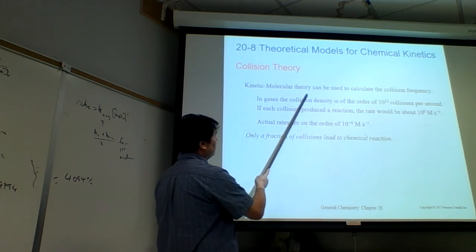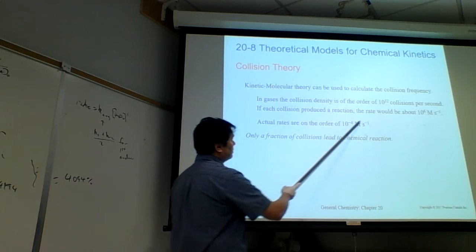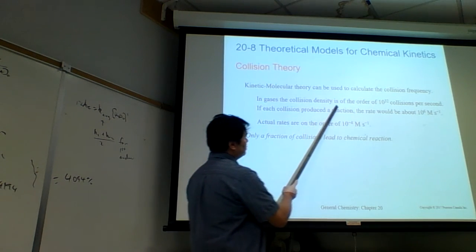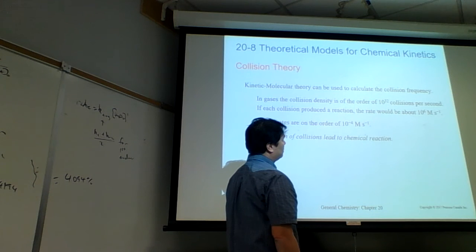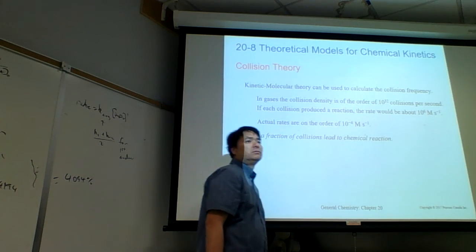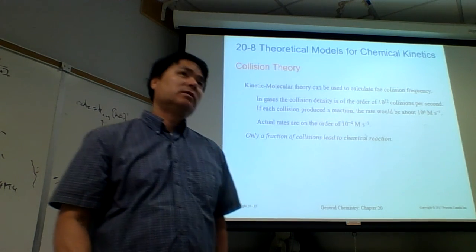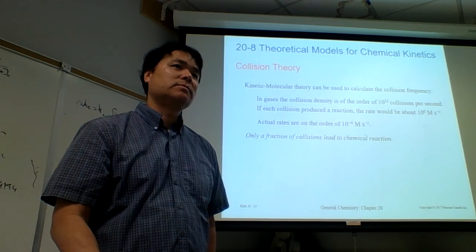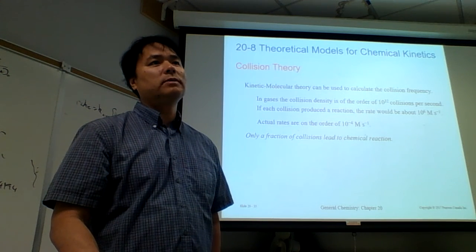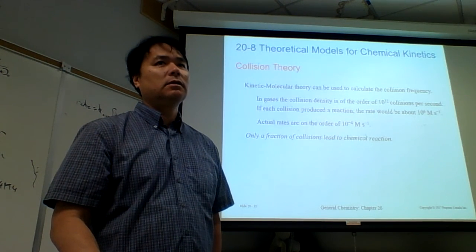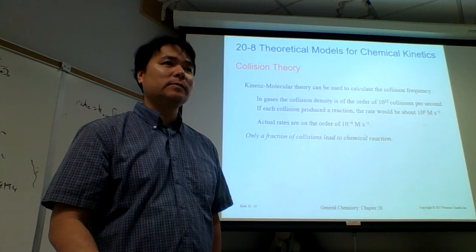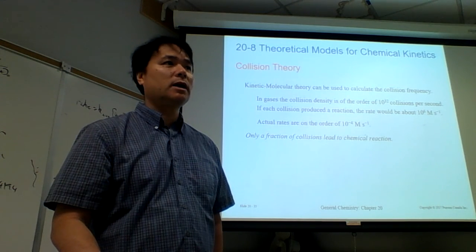In kinetic molecular theory, way back in the gas chapter, there was something called the collision frequency, how many collisions happen per second. In gases, the collision frequency is 10 to the 32 collisions per second. That is huge. 10 to the 23 would be a mole of collisions, so 10 to the 32 is more than a mole of collisions per second. And so the reaction rate should be more than a mole per second. Have you seen anything react that fast? Probably not, because it would be pretty explosive.